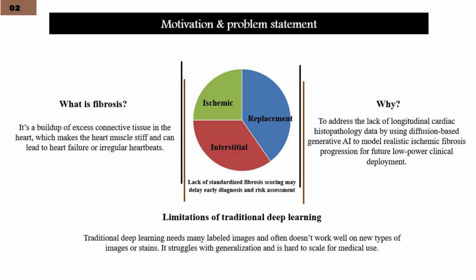So here is our motivation and problem statement. Cardiac ischemic fibrosis is a major pathological outcome of aging and myocardial infarction. Histopathology remains the gold standard for fibrosis assessment, but understanding fibrosis progression dynamics is extremely challenging. So this was the reason we were motivated for this research, and this motivates the use of generative AI models to simulate disease progression from static histological data.